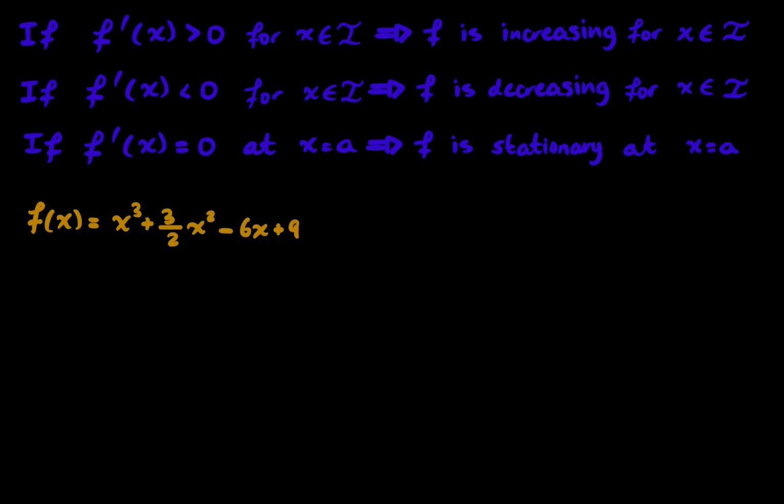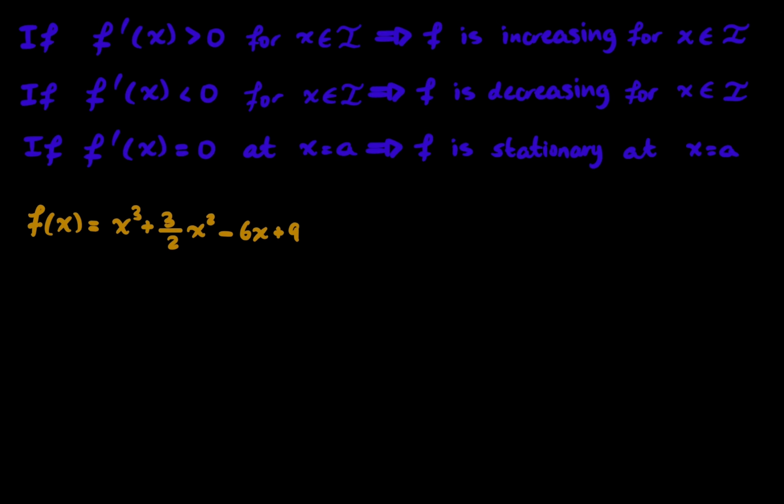So in today's video, we're going to take a look at how we can determine the intervals over which a function is increasing or decreasing using differential calculus. Essentially, we know that the derivative is defined as the slope of the tangent line of the function at a given point.